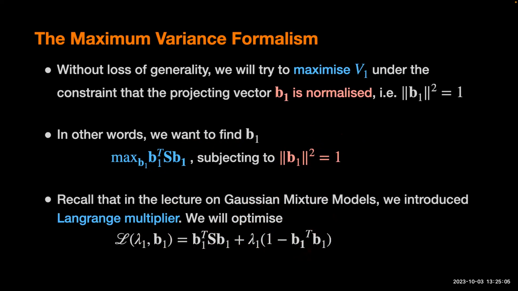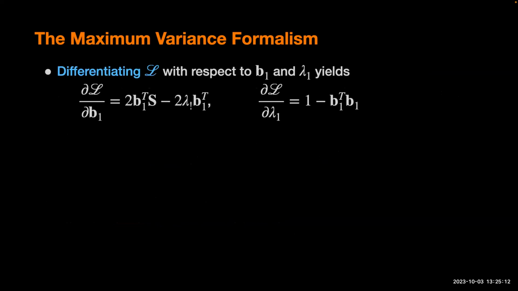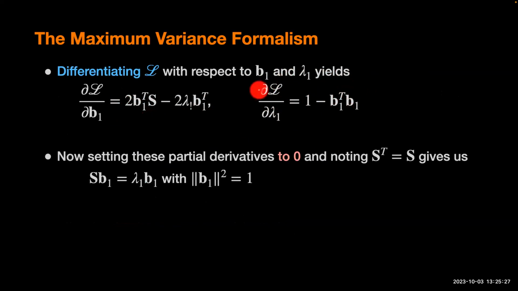The way you would do that, mechanically as usual, is to differentiate with respect to b_1 and lambda_1 to see what you get. If you differentiate with respect to b_1, you get this term. If you differentiate with respect to lambda_1, you just get this term. This term, of course, is redundant, because if I set it to 0, it just means that the norm of b_1 is 1, which is the constraint that we imposed. This one term itself is actually interesting.